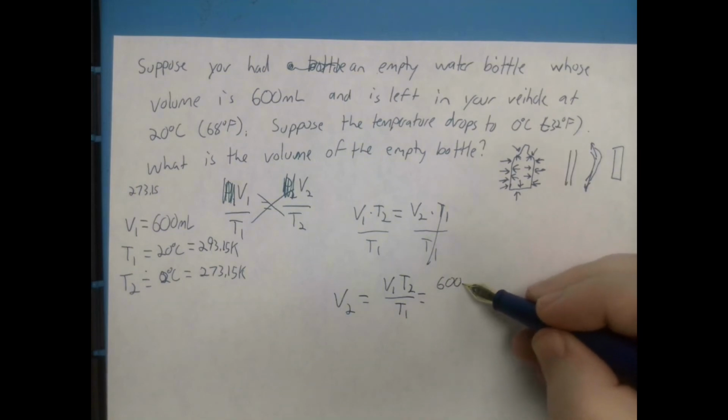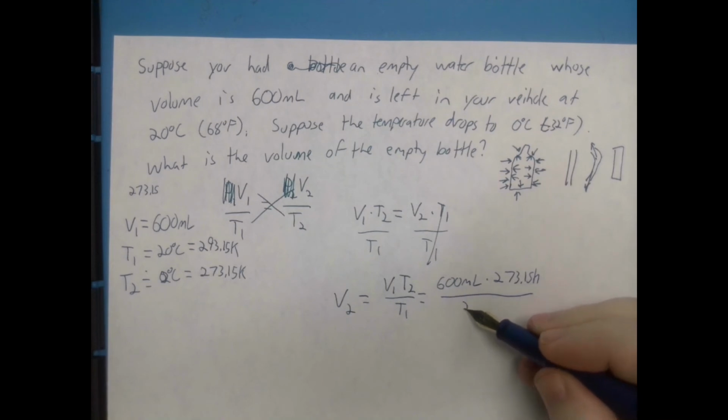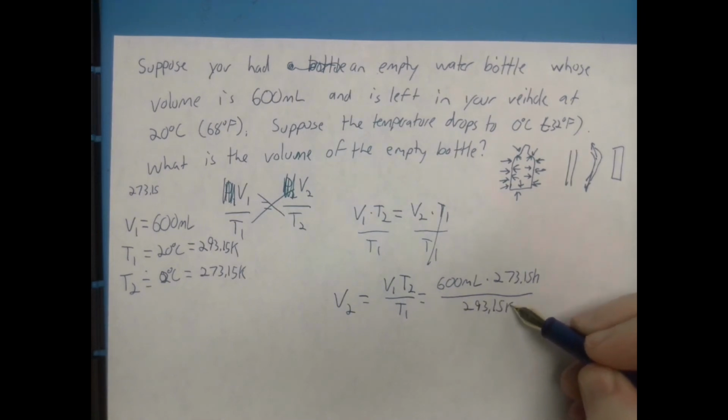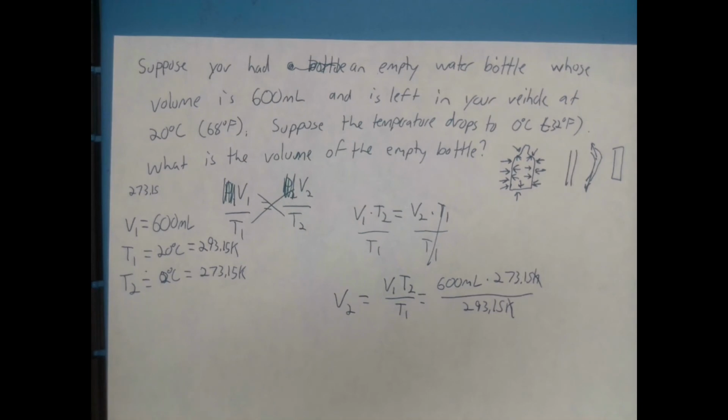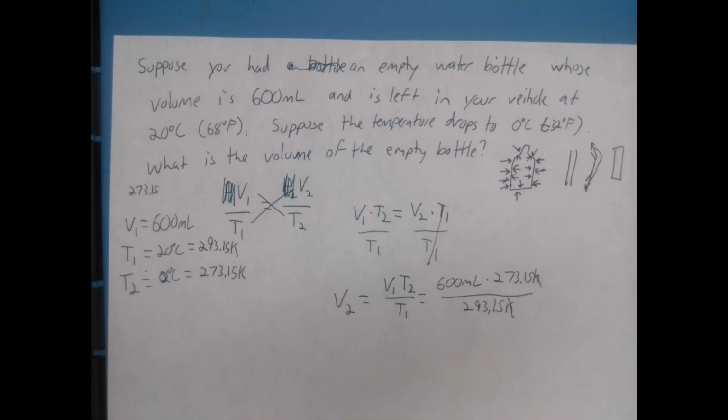So 600 milliliters times 273.15 Kelvin divided by 293.15 Kelvin. Kelvins cancel out. This also illustrates why you have to use Kelvin, because 0 degrees Celsius, if I put 0 on the bottom, which I know 0 goes on the top here, we get the volume of 0, which obviously is wrong. And if you put 0 on the bottom, you can't do that in math. This is the reason why the Kelvin scale was invented, so we can do mathematics.